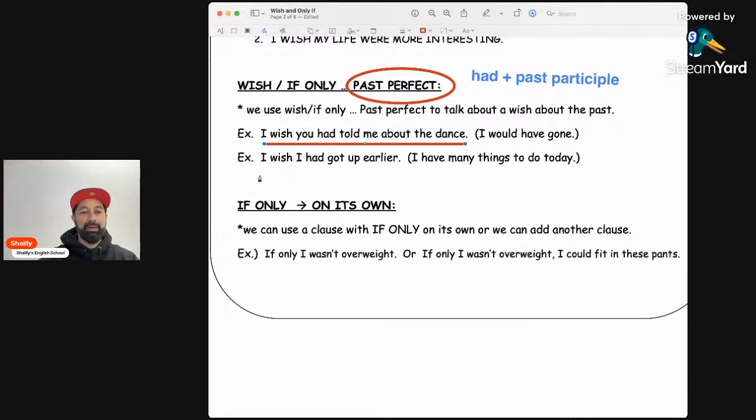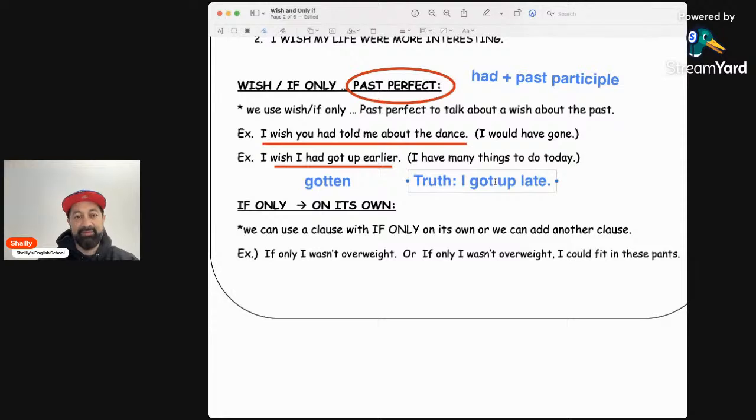Right? The second example might be a little bit easier to focus on here. I wish I had got up earlier. And if you're sort of British English, gotten up earlier. I wish I had gotten up earlier. So this means the truth is I got up late. Okay, so this is the past tense. So here we're talking about wishes in the past. I wish I had gotten up earlier. Why do you wish that? Oh, I have many things to do today.